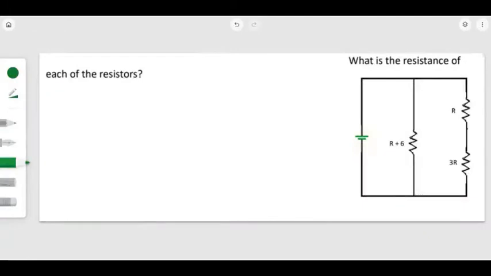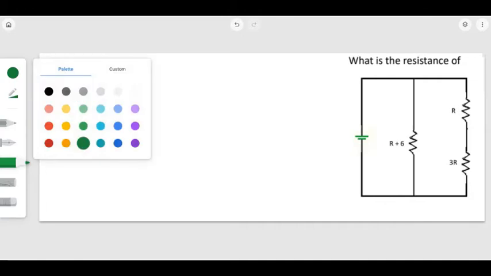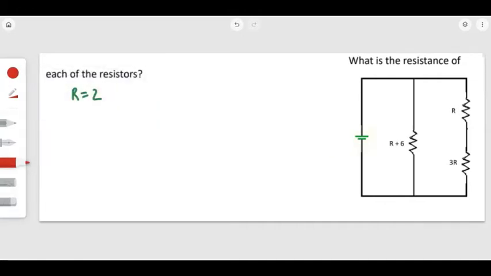Now let's move on to the second part of the question, which says, what is the resistance of each of the resistors? We found out that R equals 2. So, in order to find the resistance of each resistor, we're just going to substitute R by 2. So the first path has R plus 6 as a resistor. So it's going to be 2 plus 6, which equals 8. So the first resistor is equal to 8.